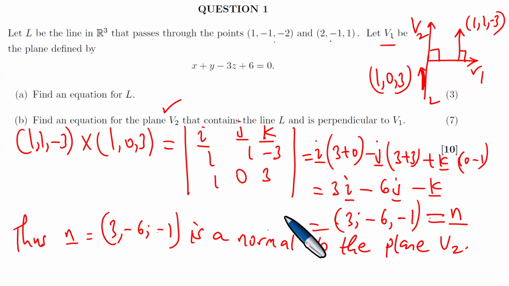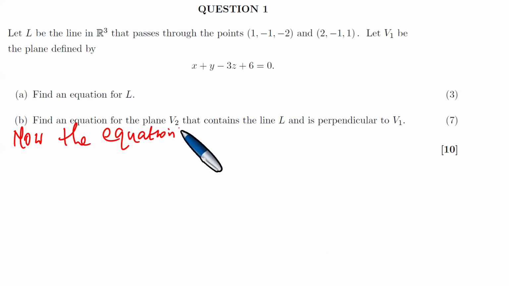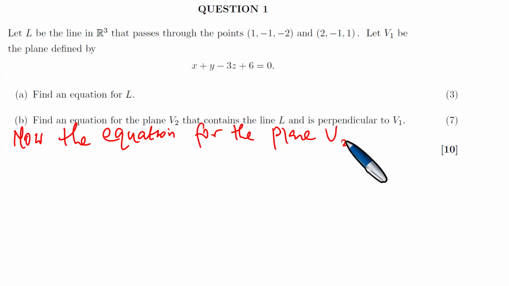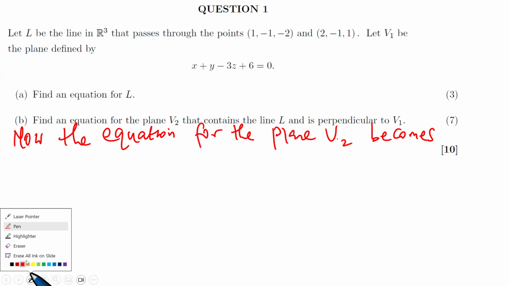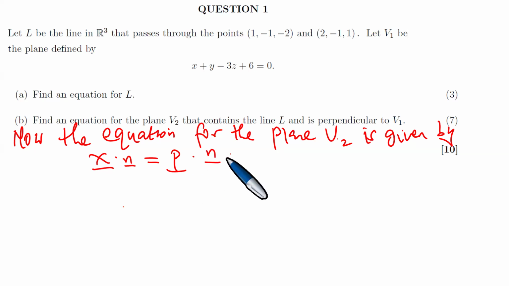Now, what then do we have here? Now the equation for the plane V2 becomes... We can say that the equation for the plane is given by this formula: arbitrary vector x dot normal equals point dot normal. We can use this formula, or we can use this one.